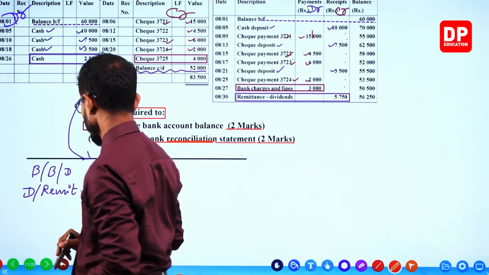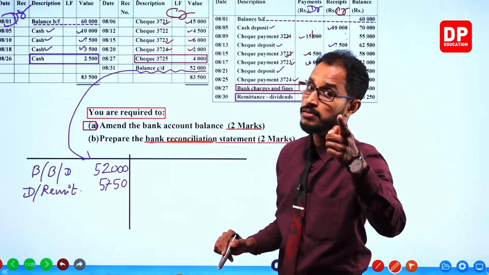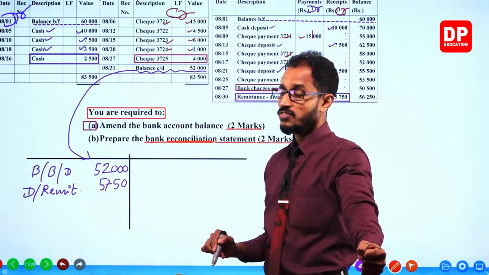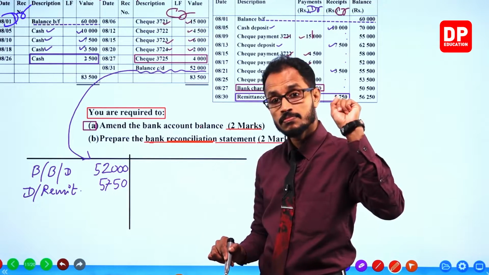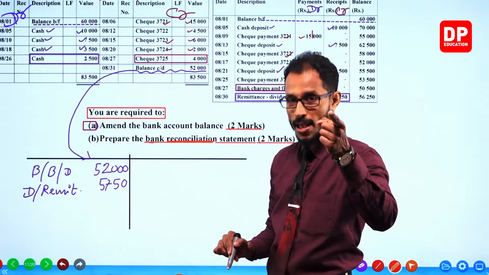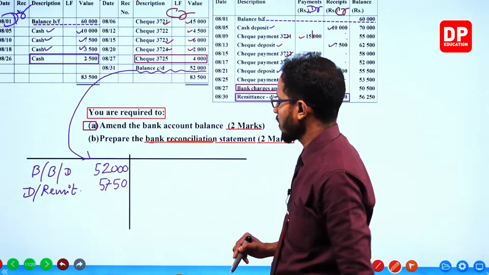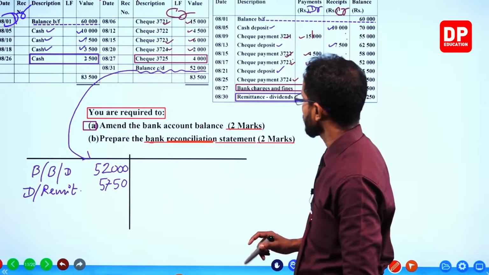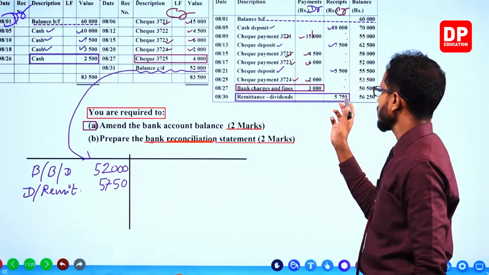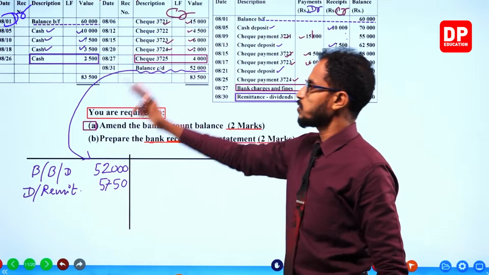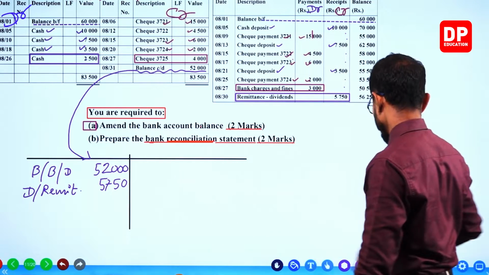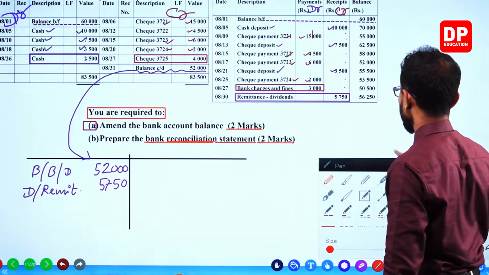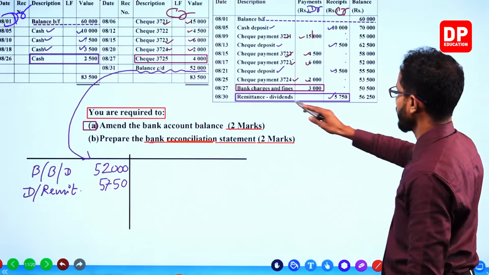We have learnt about these things. Don't say we have not learnt. We have learnt. Go to the lesson and see. Bank reconciliation, direct remittances. From this statement, we took it to our account. Then we can tick it.